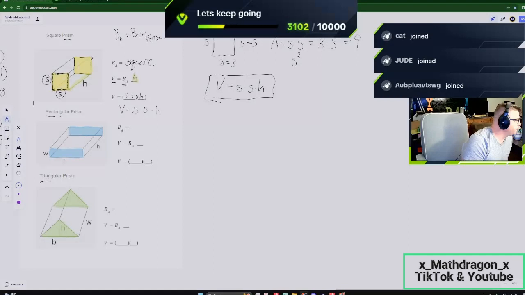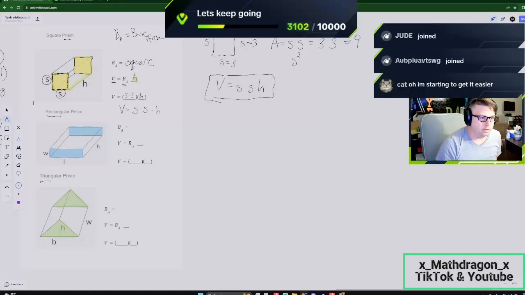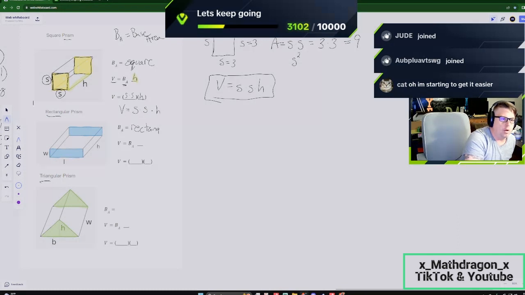How does the square feel? Square okay? Okay. All right. So then let's look at the next one. The next one is going to be a rectangle.